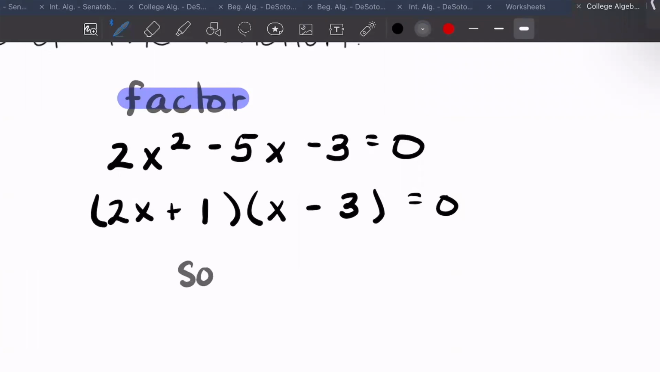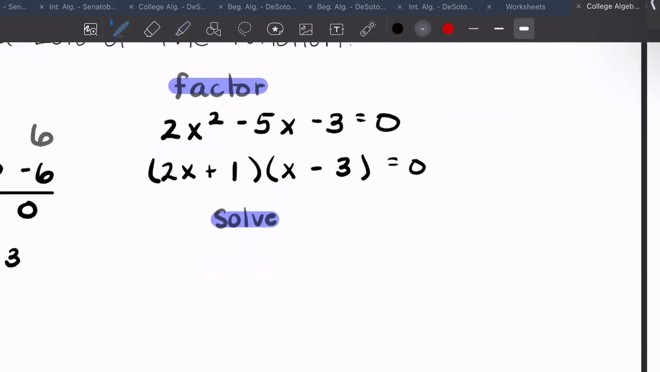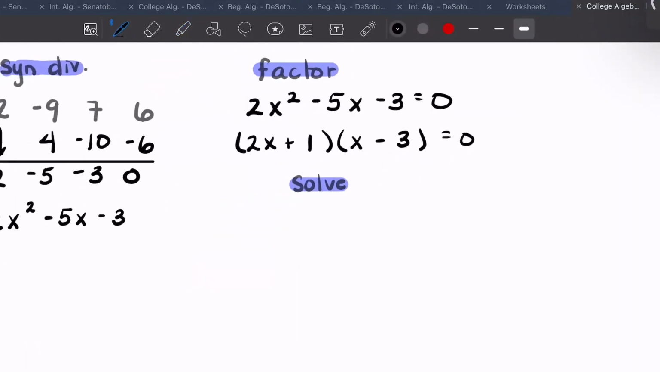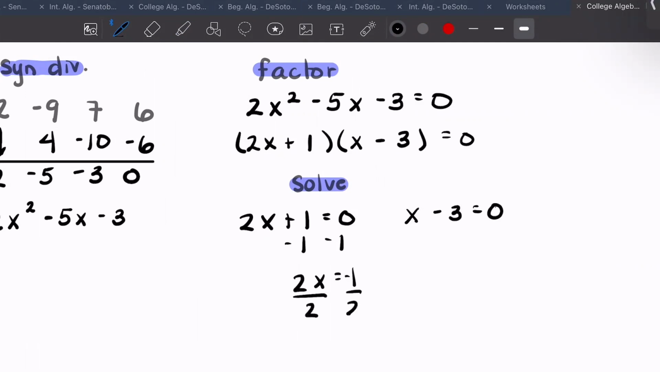Once you do that, we're going to solve. This should be very familiar by now. You're going to apply the 0 product rule. Set both sets equal to 0 and solve. This should be nothing new, right? You have been doing this for a hot minute. Add 3, x equals 3.